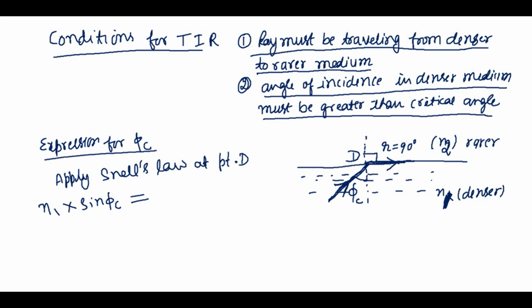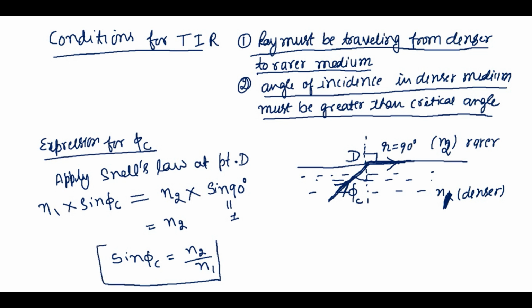In my previous slide I took it to be air, so right now I am writing it to be the rarer medium. So the refractive index is n2 and the angle that the ray of light makes with the normal after suffering refraction is actually 90 degrees. We all know that sine 90 is 1, so this will simply become equal to n2. Therefore sine phi c is equal to n2 upon n1. So this is the expression for critical angle.